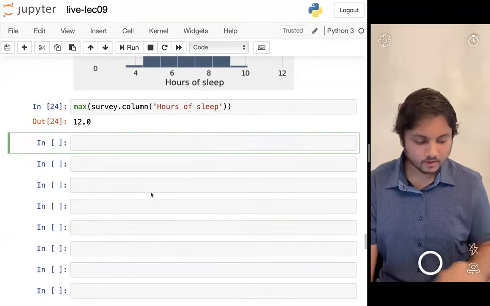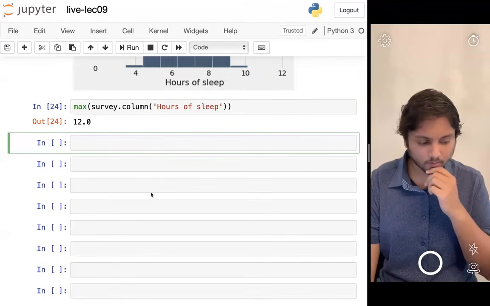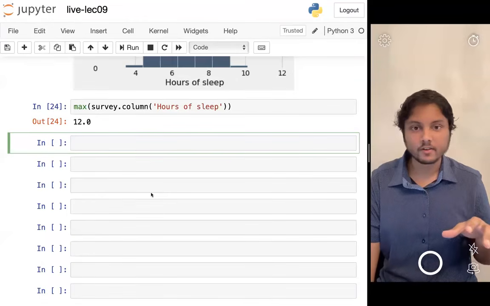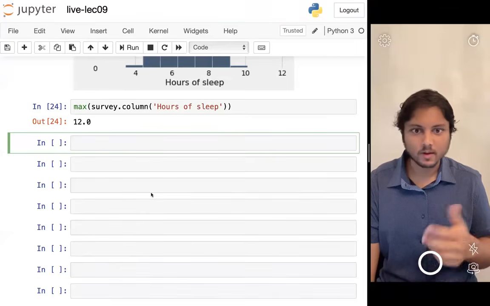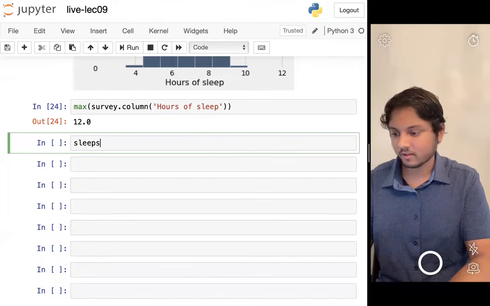So now let's try to do something a little bit interesting. Let's split up the hours of sleep and look at how it differs based on which leg you put in first when you wear your pants, because maybe there's some association there. We can just try to look at that, maybe just for fun.